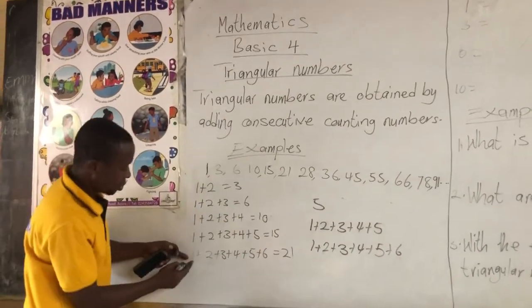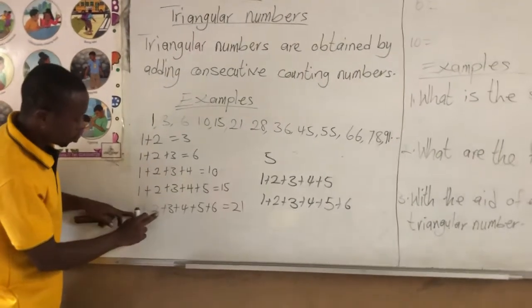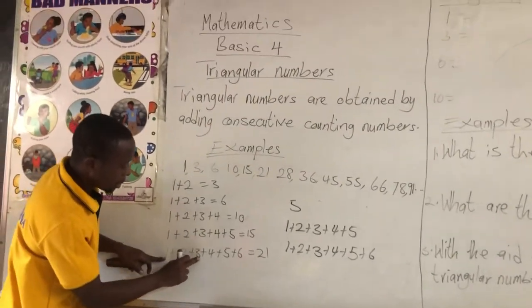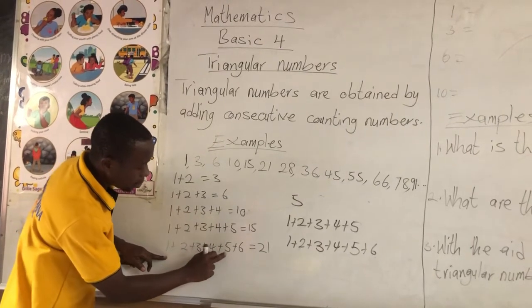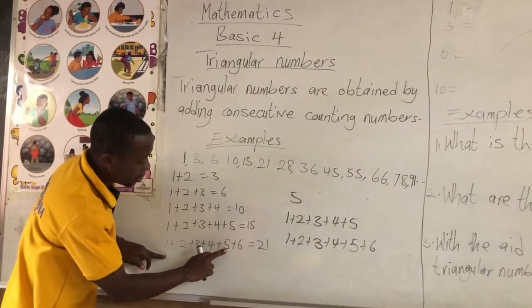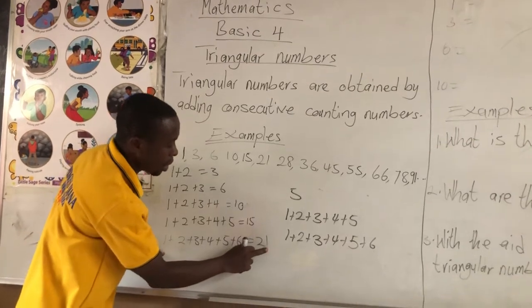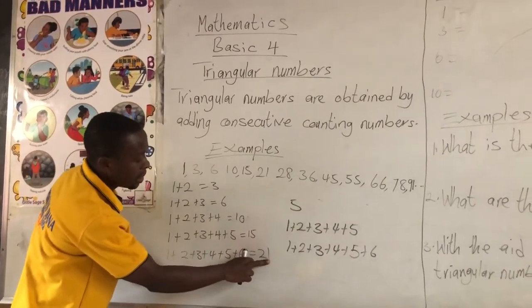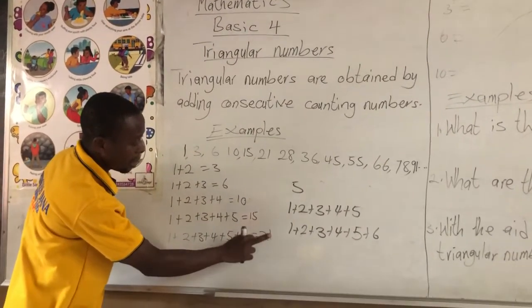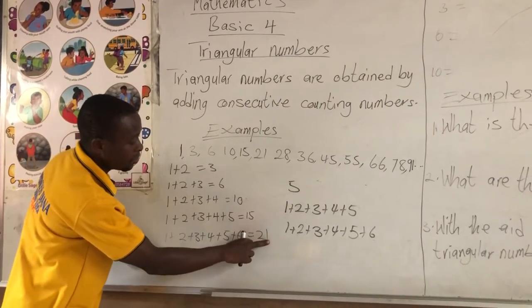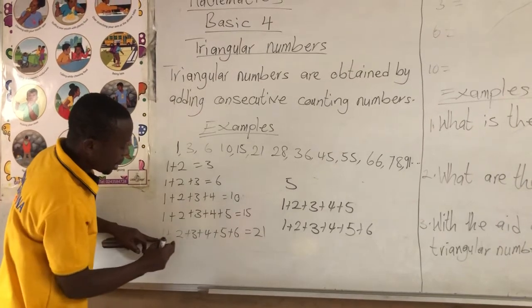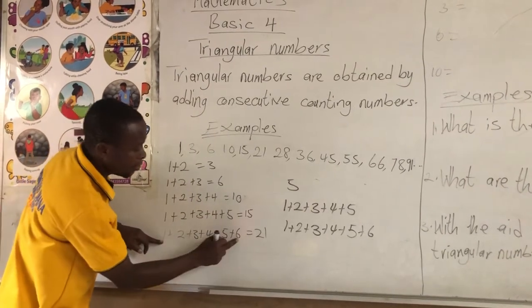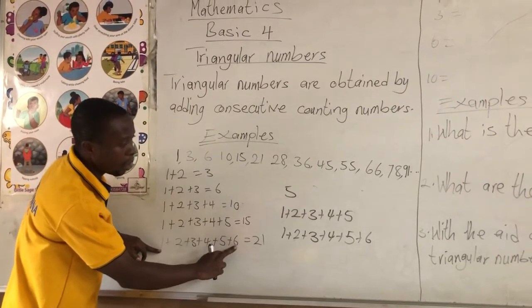Let's try it and see: 1 plus 2 gives us 3, plus 3 is 6, plus 4 is 10, plus 5 is 15, plus 6 gives us 21. So 21 is the sixth triangular number, because we add counting numbers consecutively up to 6.